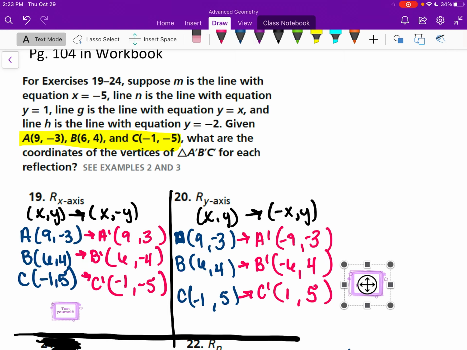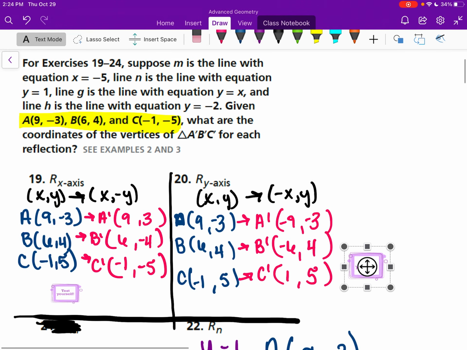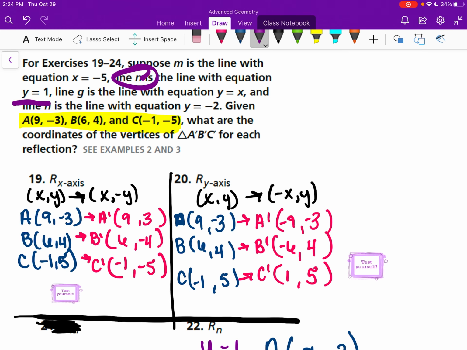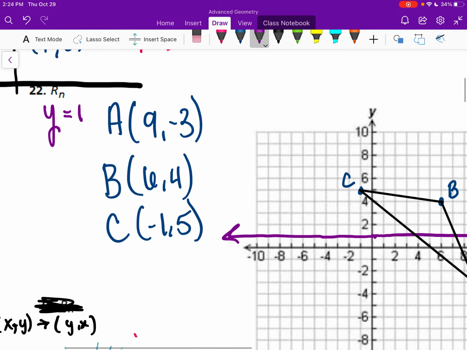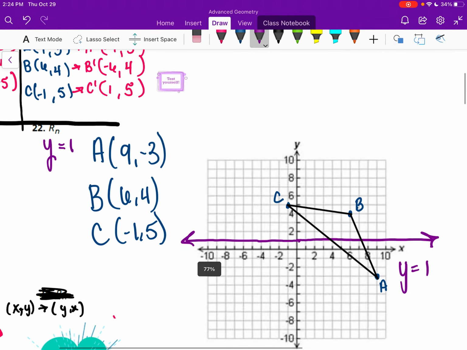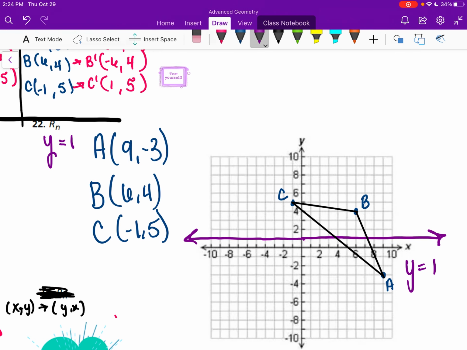The one we're going to do all together is number 22, where it tells you to reflect over the line m, and the problem tells you that line m is the equation y equals 1, and we are going to use a graph to do this. So what I have done for you is I have graphed the line y equals 1, which is a horizontal line because that means that it's at y equals 1 everywhere. And I have plotted the points A, B, and C.